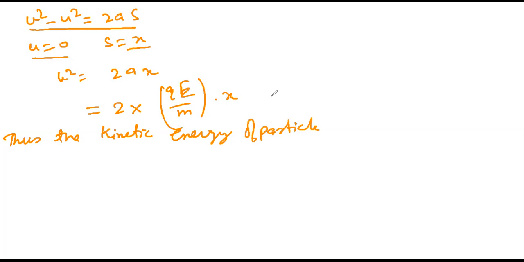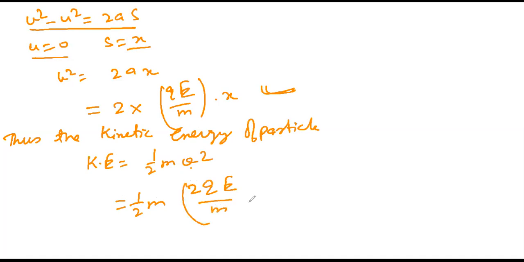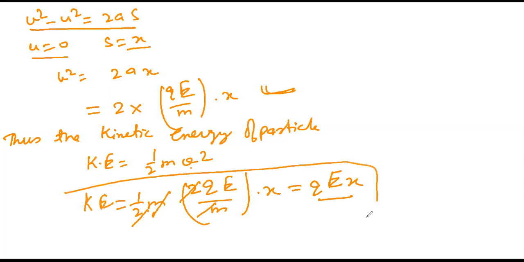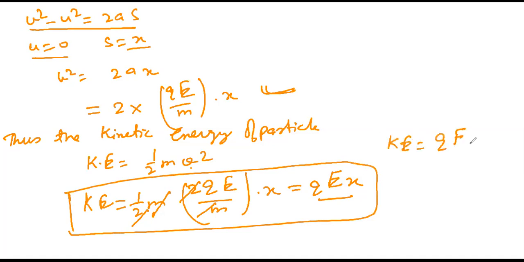Do you know the formula of kinetic energy? Half mv square. Yes, this is half mv square. Substitute here: half m into 2 QE divided by m into x. So m cancels, 2 cancels. You'll get QEx. Till here is the solution. This is the last step. Kinetic energy is equal to QEx.